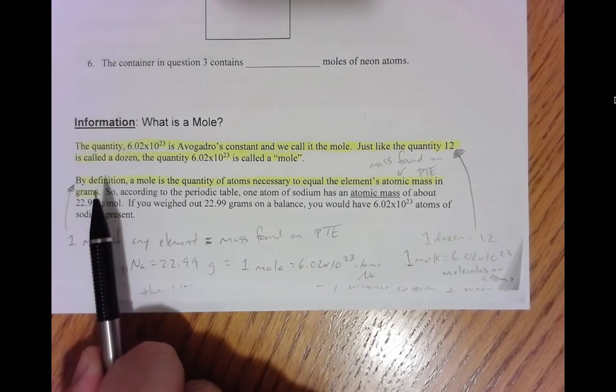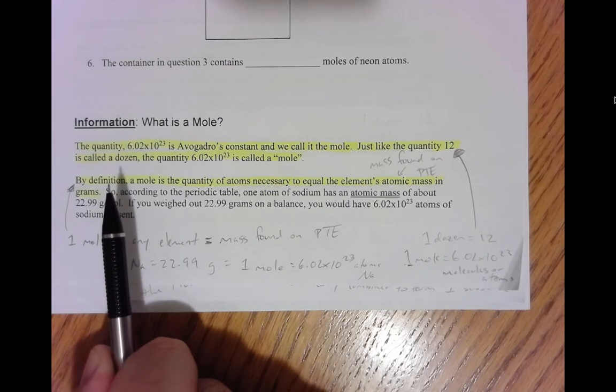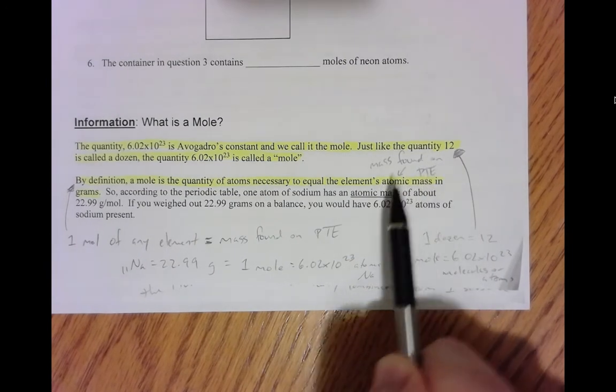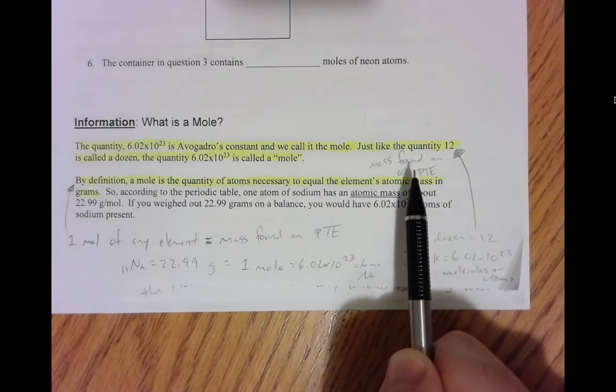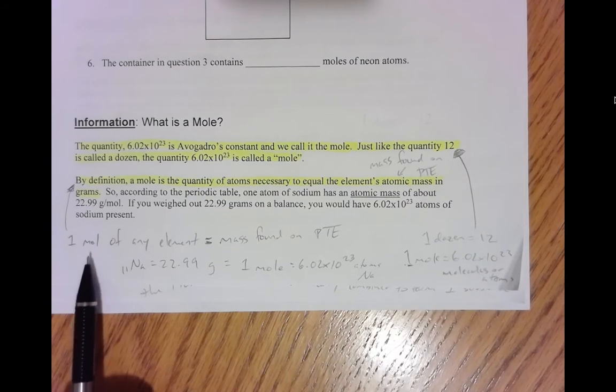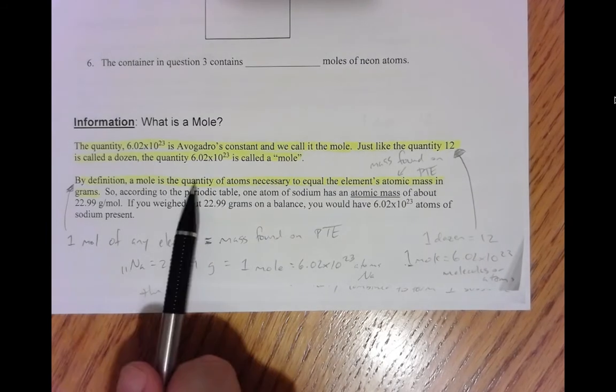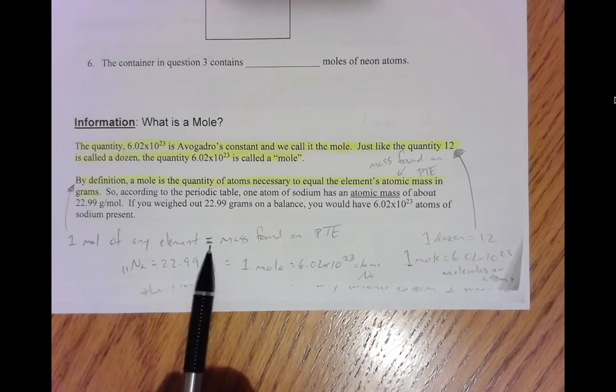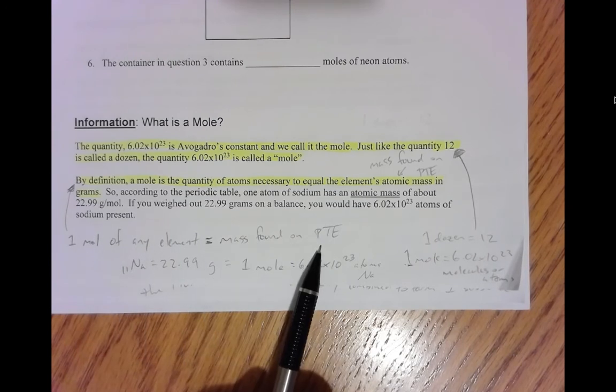So by definition, the mole is a quantity of atoms necessary to equal the element's atomic mass. Remember guys, we just learned atomic masses. They're the mass that's found on the periodic table. And remember, it's the average of all the isotopes. So right down here, we can put in simpler terms what that just says. 1 mole of any element is always equal to the mass that's found on the periodic table.